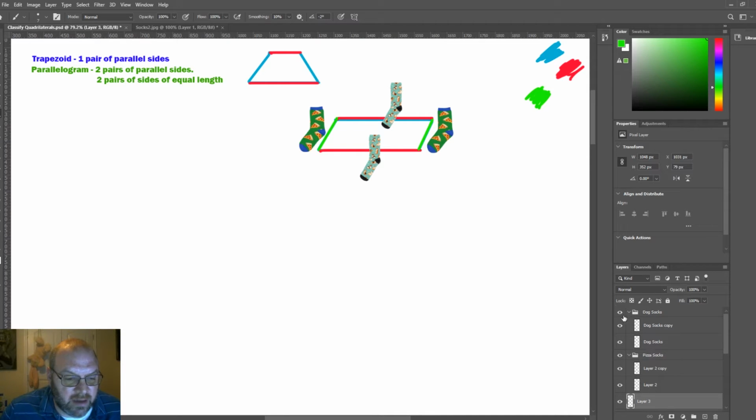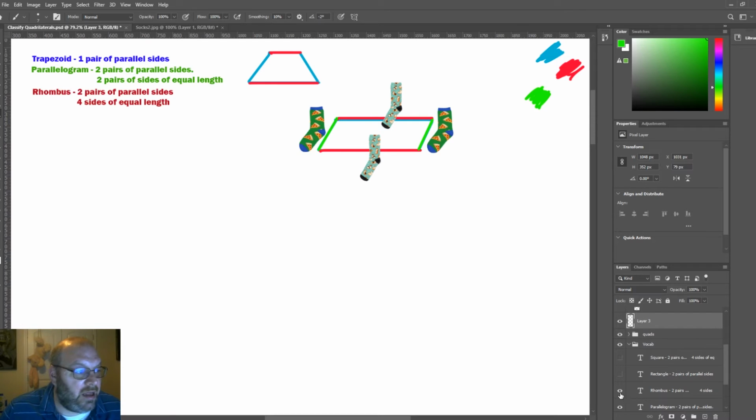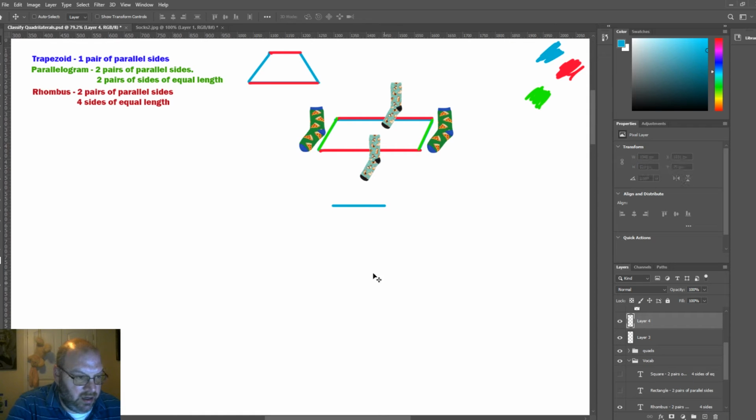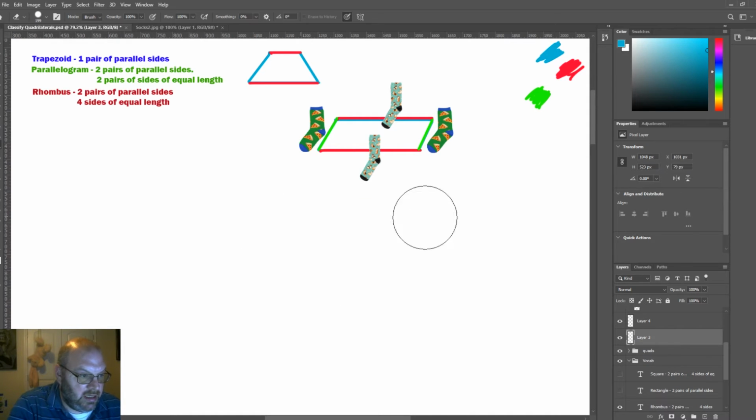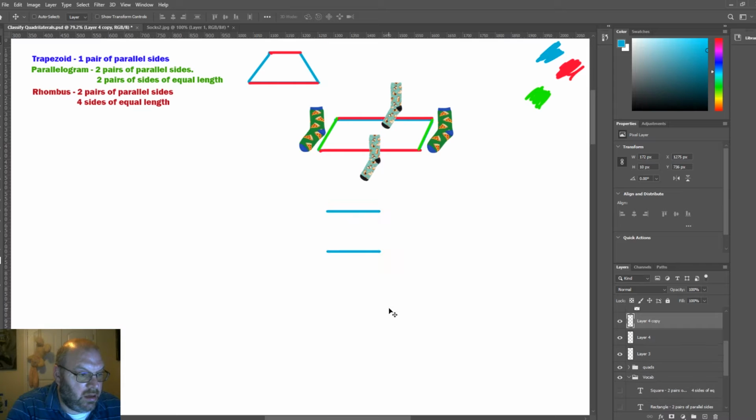All right, so let's keep our socks up. And let's talk about a rhombus. A rhombus is two pairs of parallel sides. And this is how a rhombus is normally drawn. Two pairs of parallel sides. Oops. Let me do that on another layer so it's not crazy. Okay, we got two pairs of parallel sides. Good. Four sides of equal length. Okay.